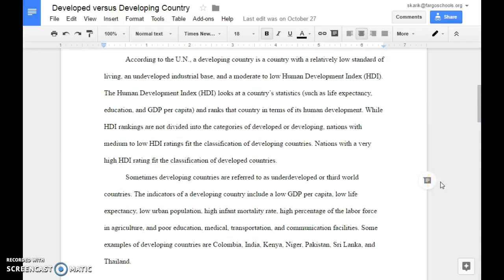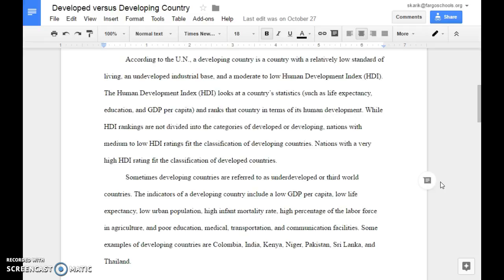According to the UN, a developing country is a country with a relatively low standard of living, an undeveloped industrial base, and a moderate to low Human Development Index, or HDI. The Human Development Index looks at a country's statistics, such as life expectancy, education, and GDP per capita, and it ranks that country in terms of its human development.